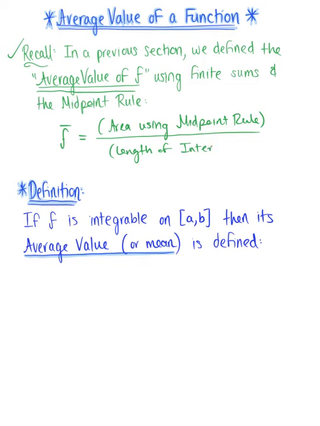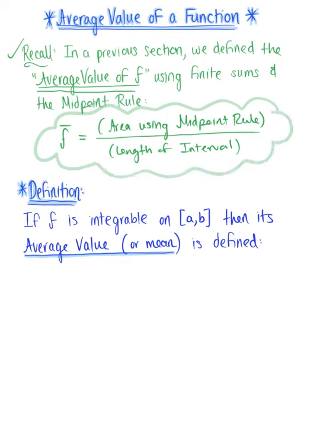So what's nice is that now that we have the definite integral, we can extend this formula into integration. So here we go. This is the new definition that we'll use from this point forward. If f is integrable on a closed interval from a to b, then the average value, or the mean, is defined as f bar, and this is equal to that definite integral, the area under the curve, from a to b of f of x dx.